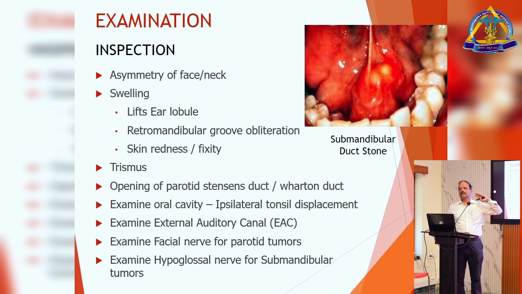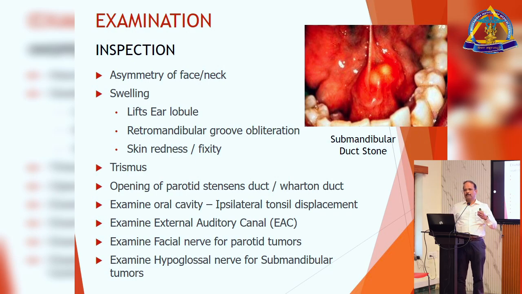You can have a node in the parotid region also. Parotid is rich in lymph nodes. There are lymph nodes inside the parotid gland. So lifting of the ear lobule is a characteristic feature of a parotid swelling, along with obliteration of the retromandibular groove because of the anatomical position of the gland. Trismus is not that common a feature because malignancy is not that common, and you must examine the oral cavity.